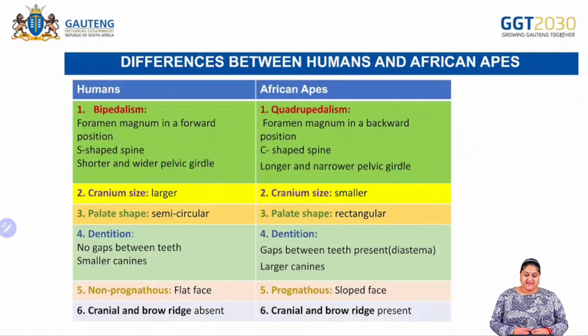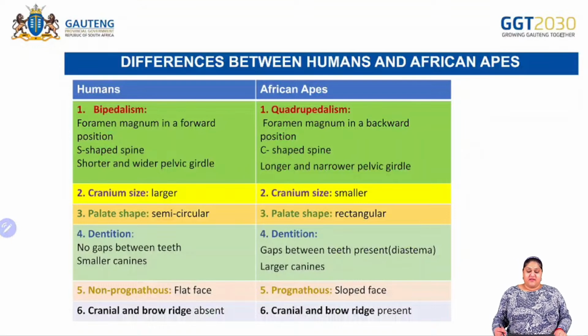Now we look at the cranium size. In humans, it's larger, and in apes, it's smaller. So now a lot of learners get confused. Why are we saying that as a similarity, we are talking about the cranium size of the brain as well? But that's different. The similarity with us is that we have a large brain compared to our body mass. But our difference is between the human and the African ape. The difference between them is that the human brain is larger than the African ape's.